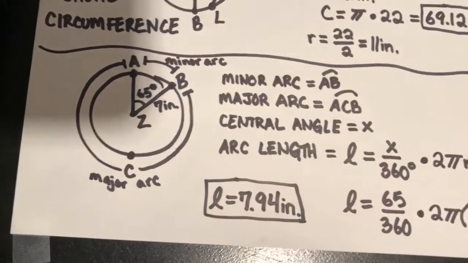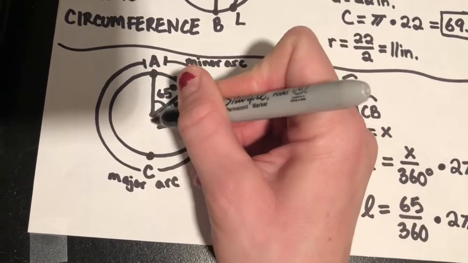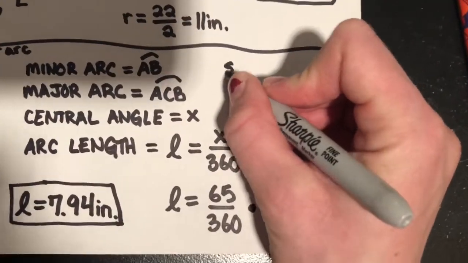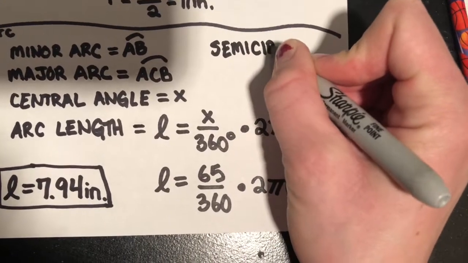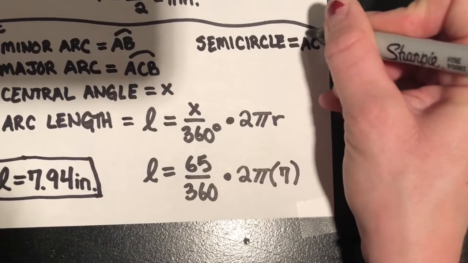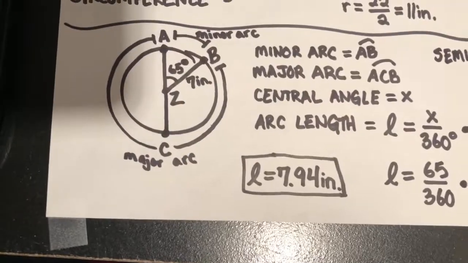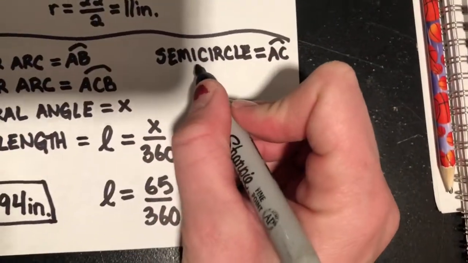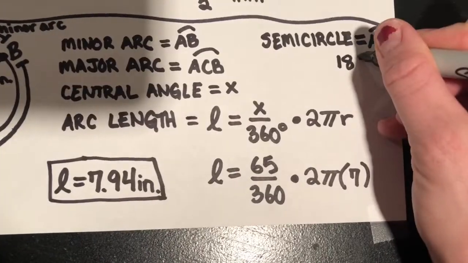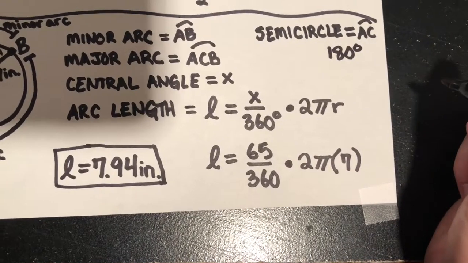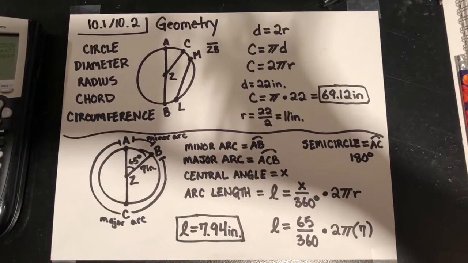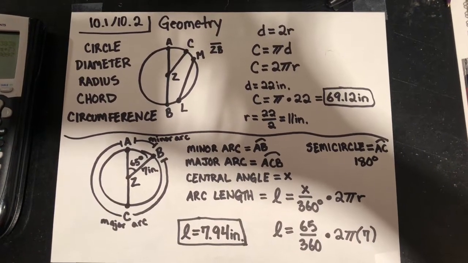The last thing I wanted to cover, actually, forgot. If I was to connect here, A to C, we have one more vocab word, and that is called a semicircle. And the semicircle is AC. It is half the circle. So semi, part of, or half of the circle. Semicircle is 180 degrees. All right, I think that covers everything. So here is your notes for 10.1 and 10.2, and I hope this is helpful.